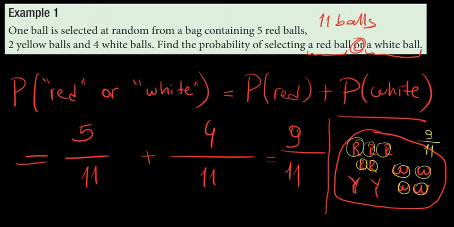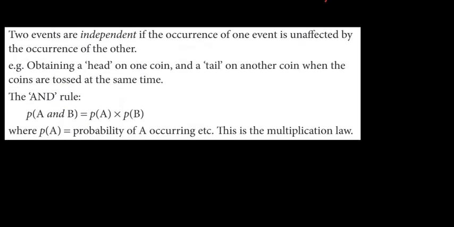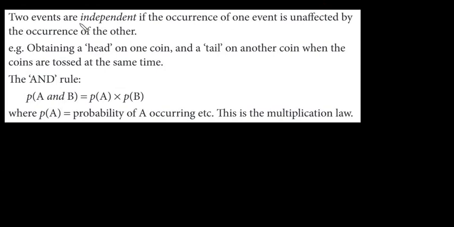So the next one, please, if you have a question, please stop me, ask your question. The next one, independent events. If two events are independent, that means they cannot affect each other. They don't affect each other. The occurrence of one event is unaffected by the occurrence of the other.